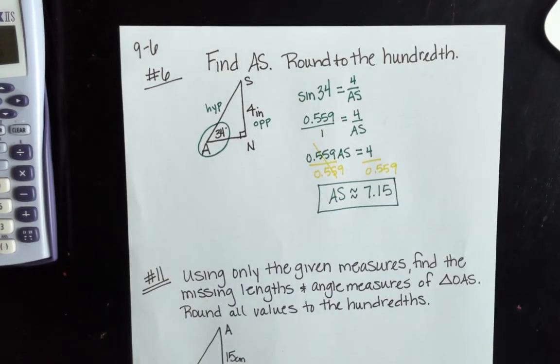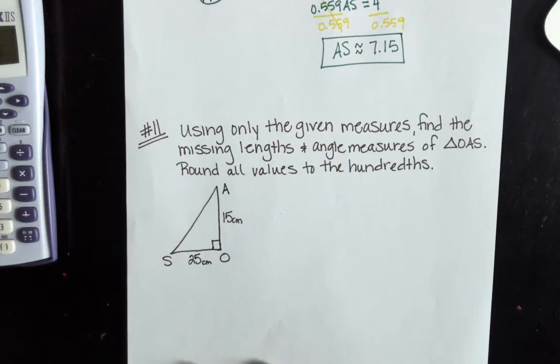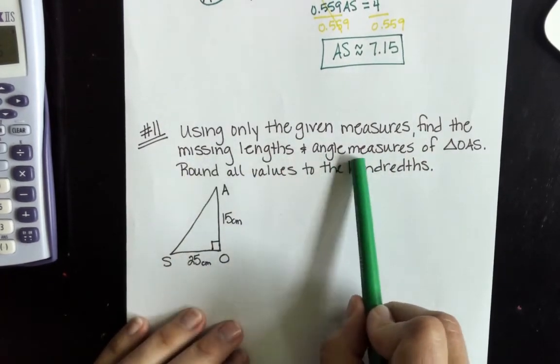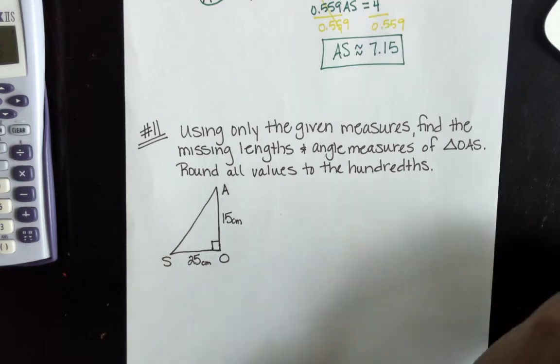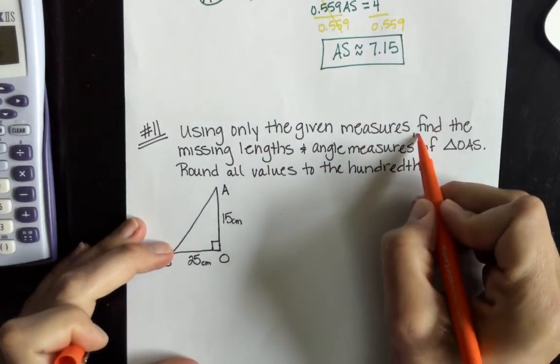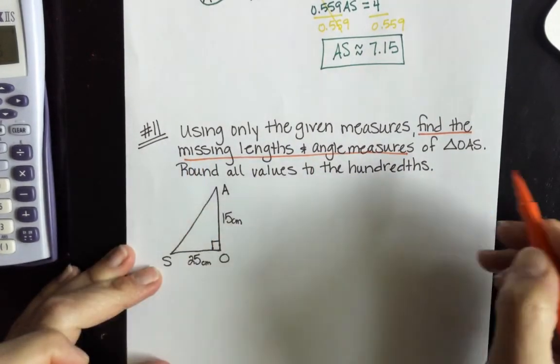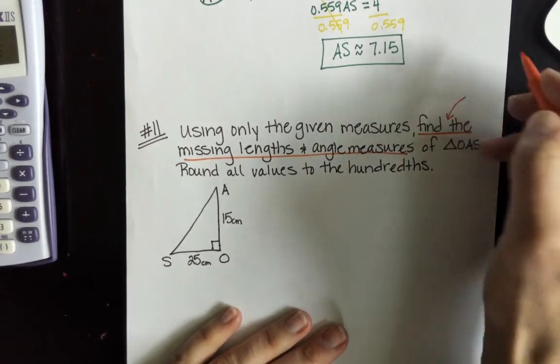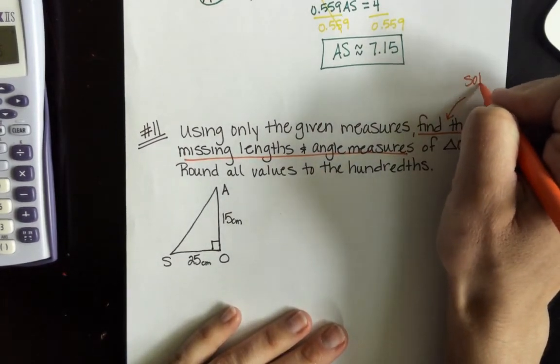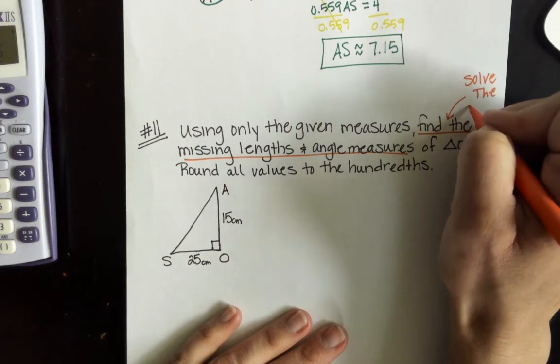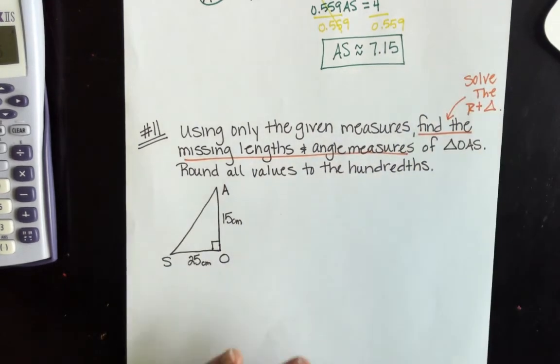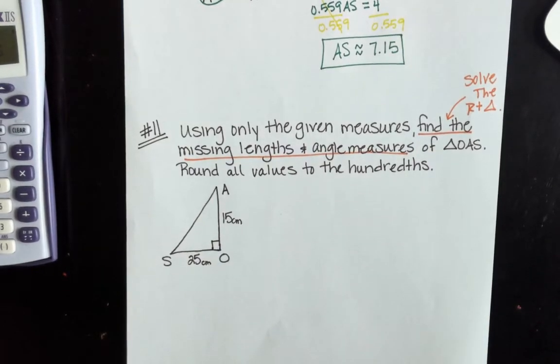All right. So last of our interesting Knowre questions, just so that we don't have as many issues, it says using only the given measures, find the missing lengths and angles. So we talked on Wednesday that anytime it says find the missing lengths and angle measures, this is a very long way to say solve the right triangle. So we did talk about the directions could simply say solve the right triangle.